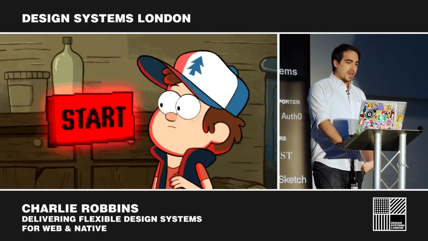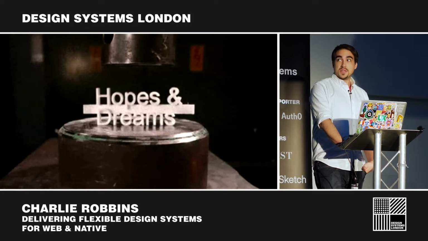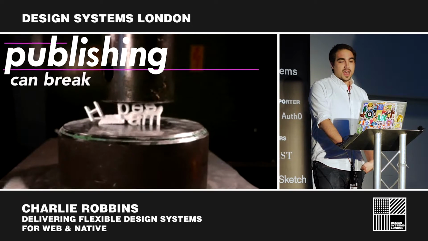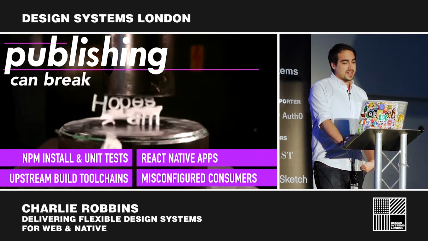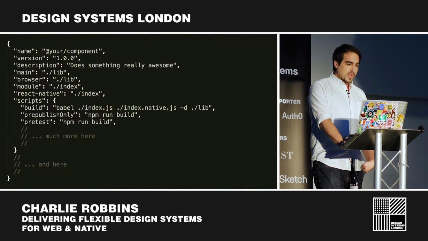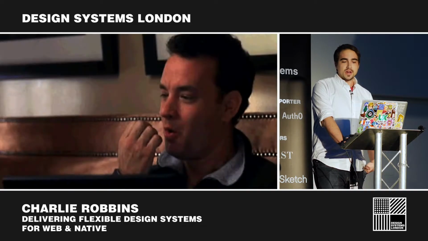Publishing. All right. Production begins at publish time, which means all your hopes and dreams will be crushed. But seriously, publishing can break these things. It's a lot. So what does an average package.json in a cross-platform app look like? It looks like this. You can break things by not including React Native. You can break things by not transpiling. There's quite a bit there.